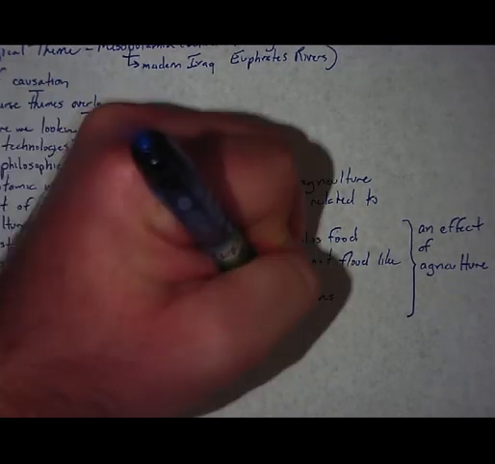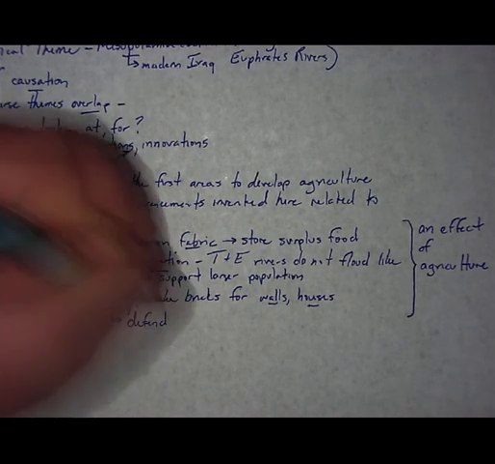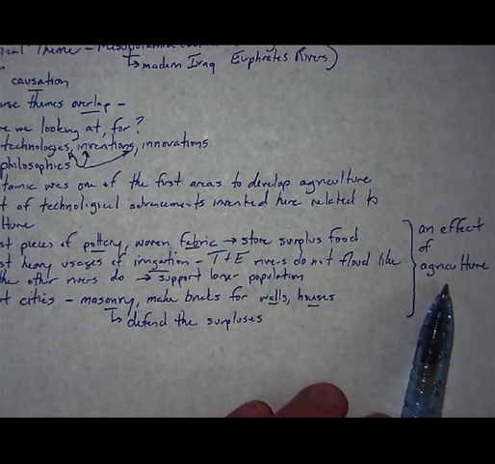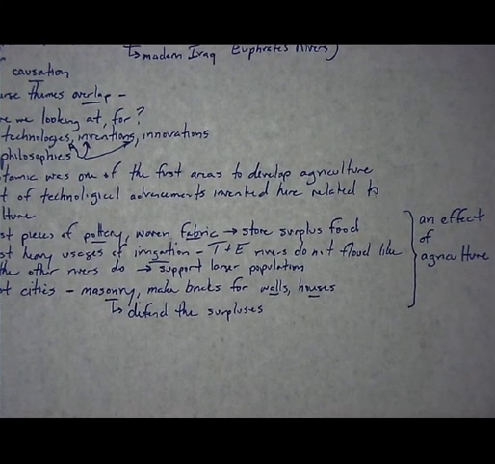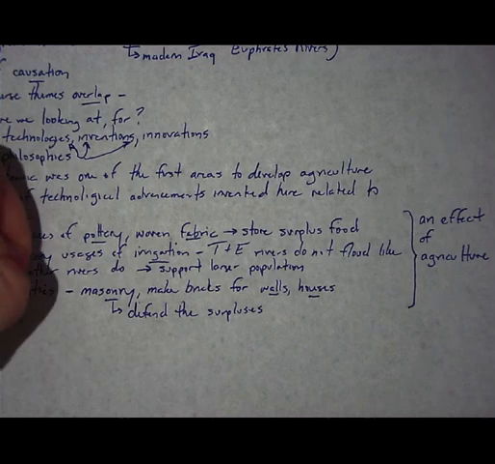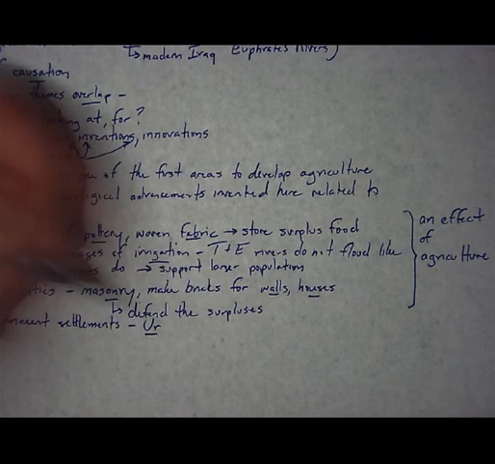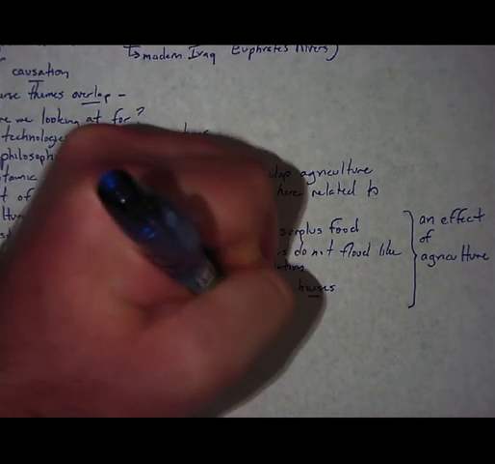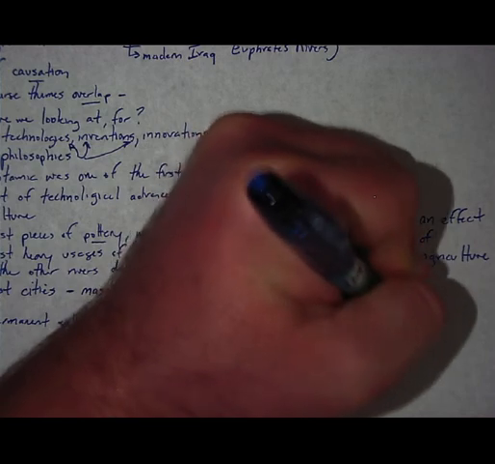And the masonry for walls and houses and such, this was all to defend the surpluses. None of which would have been necessary without agriculture. So the creation of these permanent settlements like the city of Ur or the city of Jericho, this is where we see an overlap between the social and the technological themes.